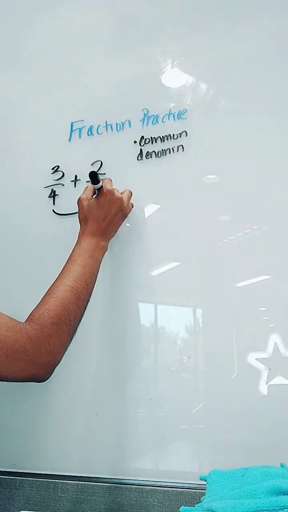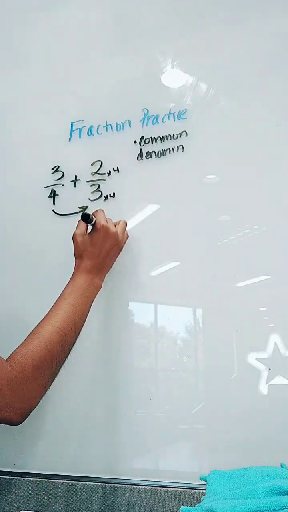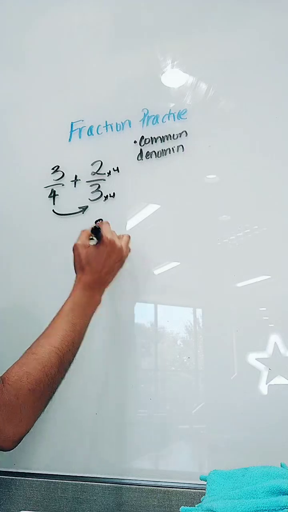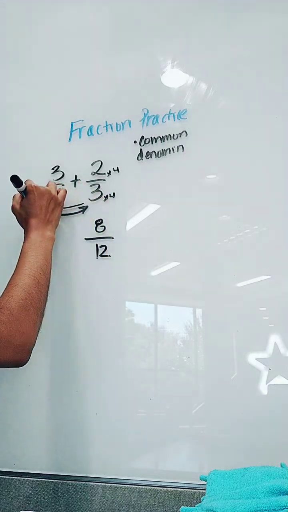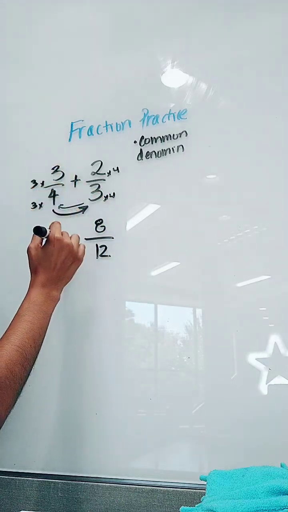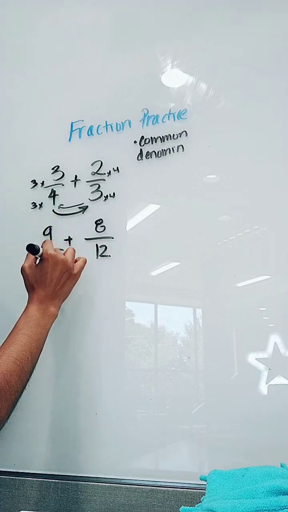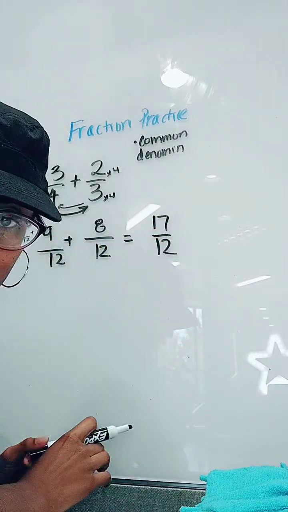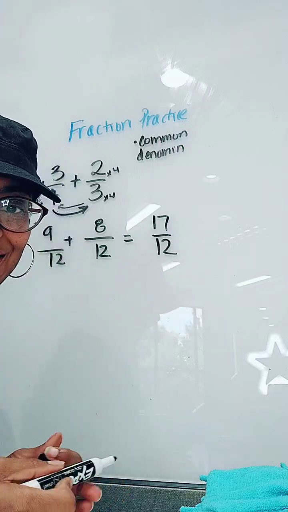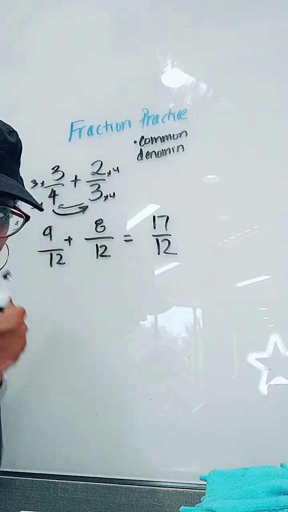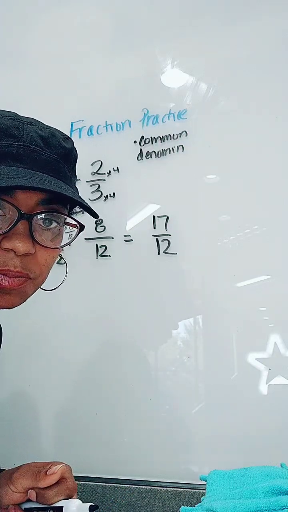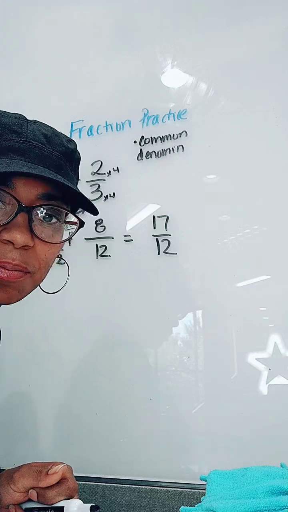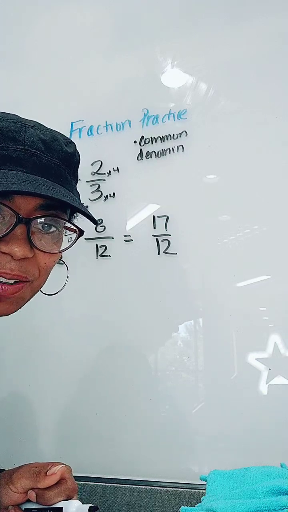So if I multiply this times 4, that'll give me 8 over 12. And then this times 3, that'll give me 9 over 12, which is equal to 17 over 12. Yes. Or you can simplify it too. Very good. Who was that? Morgan. Perfect, Morgan. Very good.